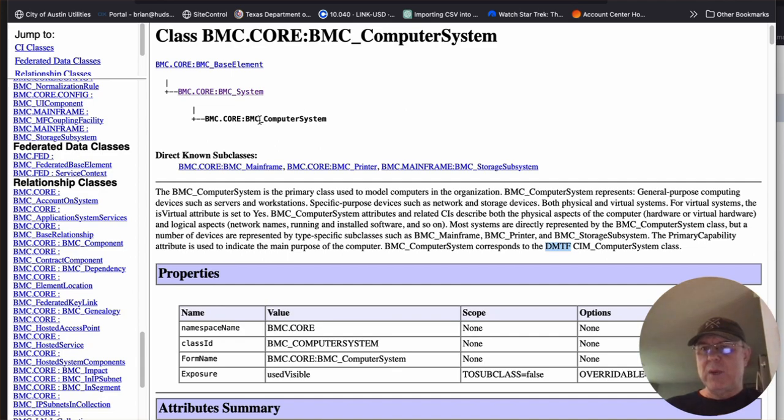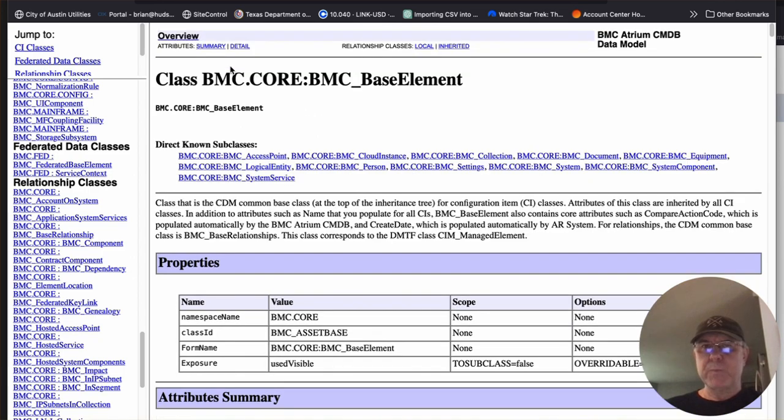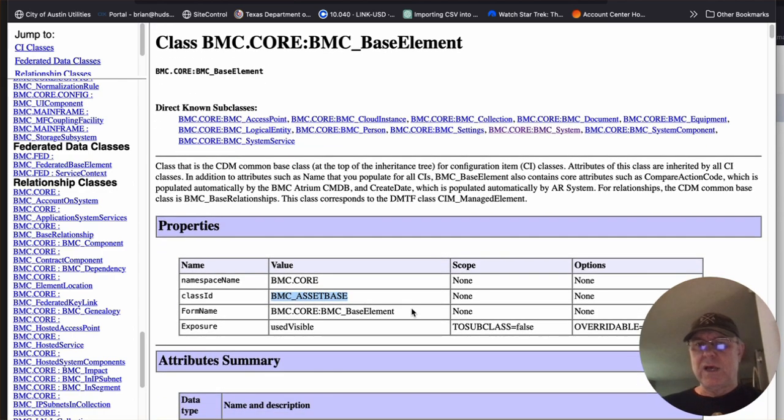that is not the same as a person or business service, it's a child of a hierarchy that was originally created in C++. Currently, I think BMC is running this in Java. And the base element is the original class. Originally, it was actually called the BMC asset. It may actually still be in here. Yeah, class ID is BMC asset base. So originally that was the name of the class, but for whatever reason they renamed it to base element so that the asset base is not visible to people.